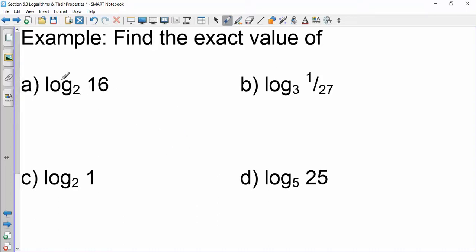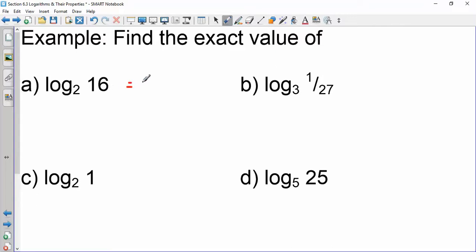If you understand what a logarithm means, you might be able to look at this and just know the answer. Does anybody think they know it? 4, you're right. The answer to a log is an exponent. This is like saying 2 to what power equals 16.